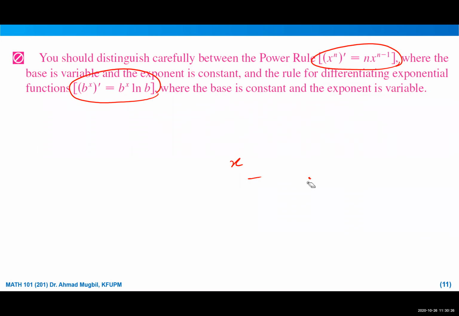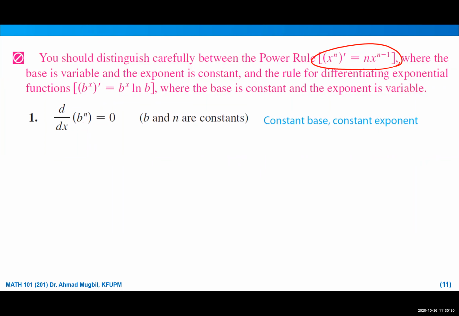I have listed here some details for you. So in the first one, when you have a constant, even if it is written 2 to the power 3, the derivative of 2 to the power 3 with respect to x is 0, because 2 and 3 are constants. The same as here, b to the power n is a constant. There is no x, it does not depend on x, so its derivative is 0. So when you have constant base and constant exponent, the derivative will be 0.